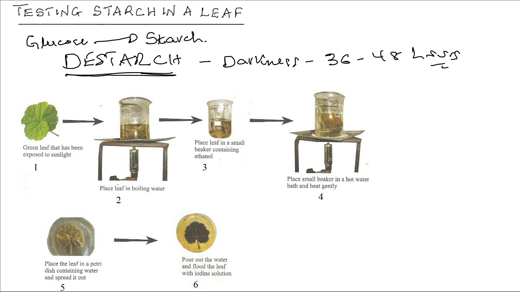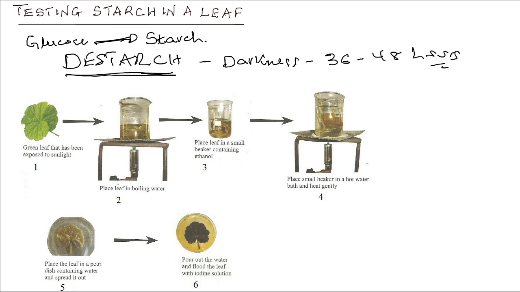Once destarching has taken place, the plant is then exposed to sunlight for a period of 4 to 6 hours, also making sure that all the other factors necessary for photosynthesis, like water, temperature and carbon dioxide, are present and optimum. Once that has taken place, we should expect that photosynthesis will have occurred in the plant, and the excess glucose will be converted into starch.